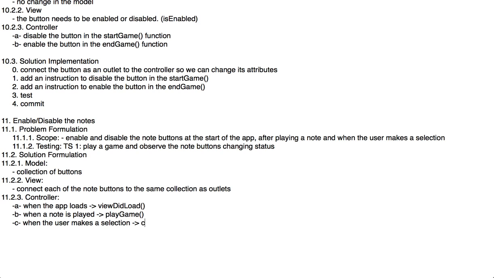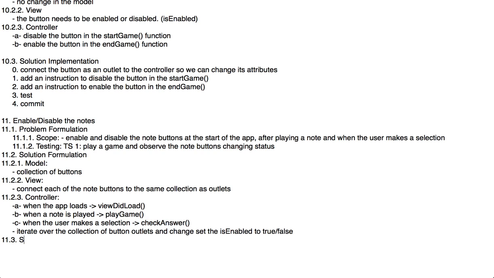And this will be in the check answer. So these are the three different events or locations where we need to make a change. So what change do we need to make? A change we need to make is to iterate over the collection of button outlets and change the status, and set the is enabled to true or false, depending on whether you want to enable the button or disable the button. So I'll talk about the iteration when we are in Xcode.